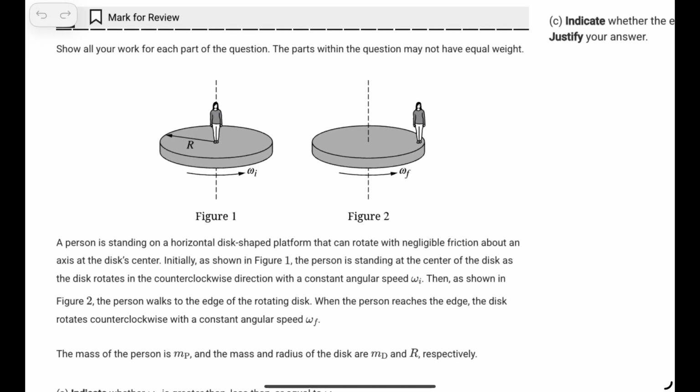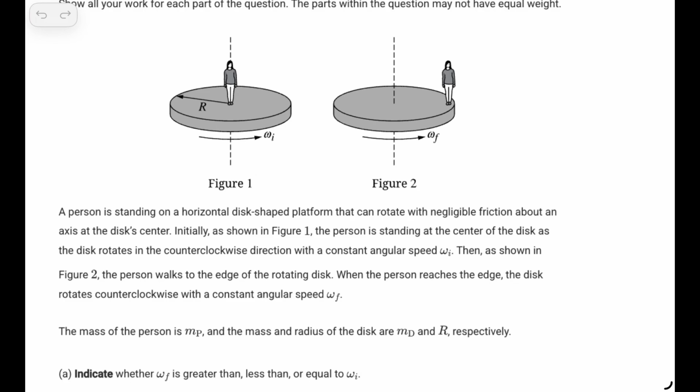In this video, we're going to be solving a rotations FRQ. A person is standing on a horizontal disc-shaped platform that can rotate with negligible friction about an axis about the disc center. Initially, as shown in figure 1, the person is standing at the center of the disc as the disc rotates in the counterclockwise direction with a constant angular speed omega initial. Then, as shown in figure 2, the person walks to the edge of the rotating disc. When the person reaches the edge, the disc rotates counterclockwise with the speed of omega f.